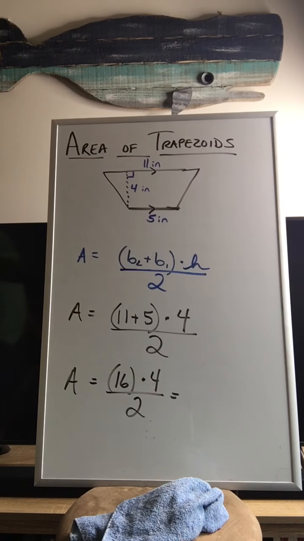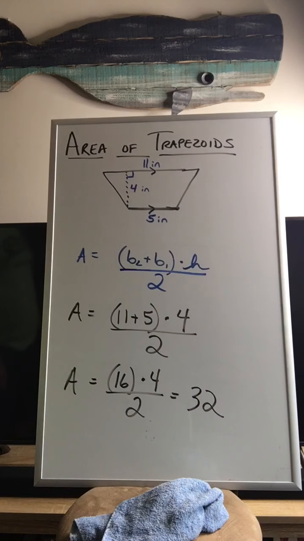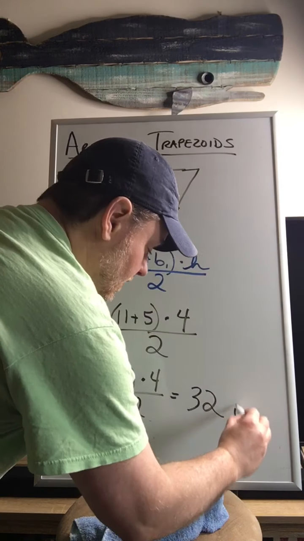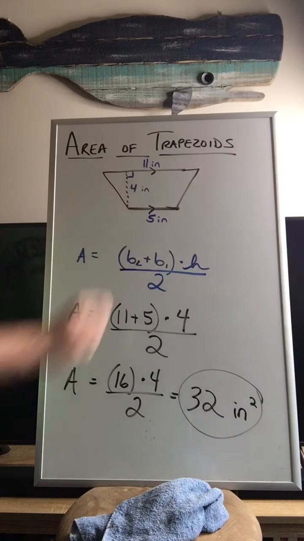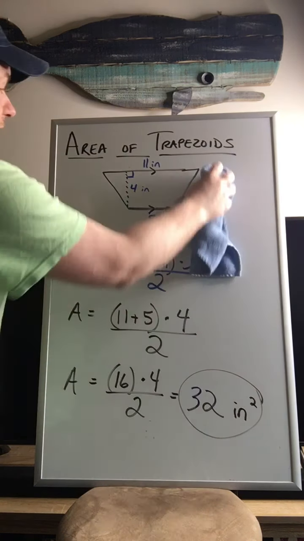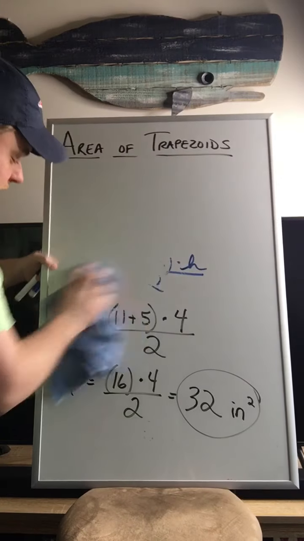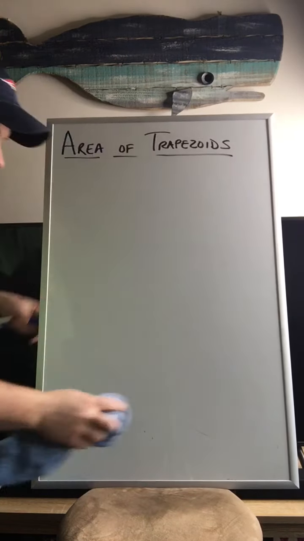Okay? Do out the math. If you need a calculator, don't be afraid. And you should get 32. And then since we're dealing with inches, it's square inches. 32 square inches inside that trapezoid. Okay? All right, so that's it. So area of a trapezoid, it's a different formula than a parallelogram and all those types of parallelograms we looked at yesterday, but you just follow the formula.